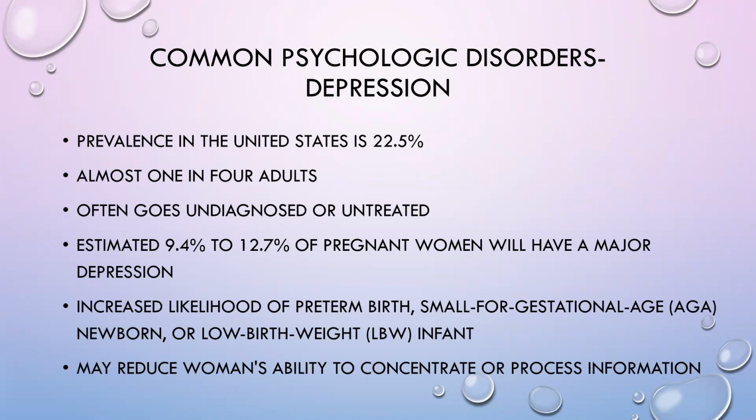Psychologic disorders are present in women who become pregnant. Prevalence is about 22.5% in the US, about 1 in 4 adults. It often goes undiagnosed and untreated, especially due to the stigma for psychological disorders. It's estimated that 9.4 to 12.7% of pregnant women will have major depression. With women who do have major depression during pregnancy, there's an increased likelihood of preterm births, small for gestational age infants, or low birth weight infants.